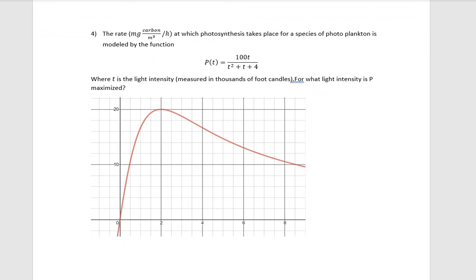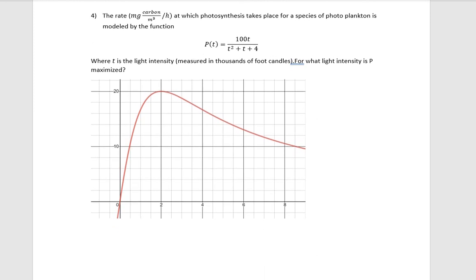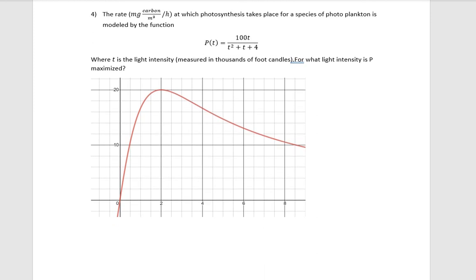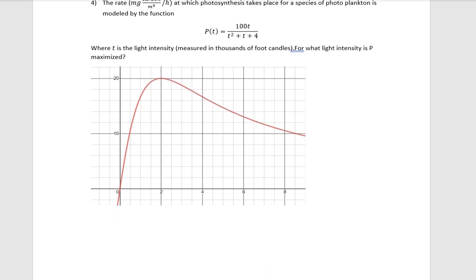Now for the next one, the rate at which photosynthesis takes place for a species of phytoplankton is modeled by this function where T is the light intensity measured in thousands of foot candles. For what light intensity is P maximized? So again, I drew a graph of this, and it looks like it's going to be maximized when T equals 2, okay?